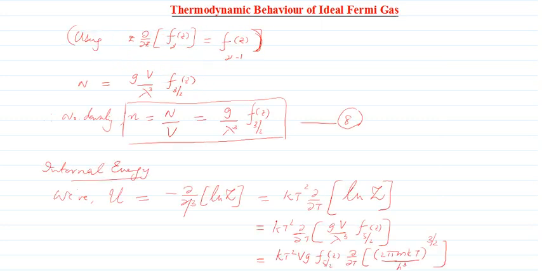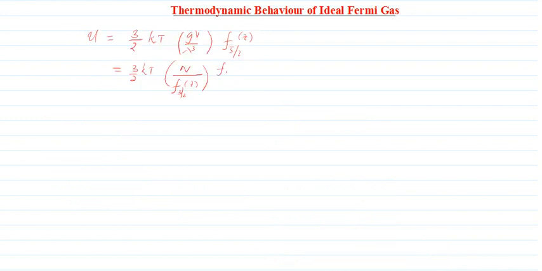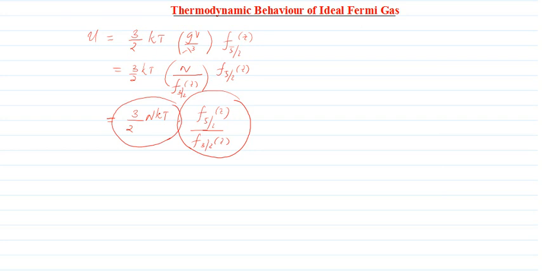For gV/λ³ I'm substituting from this expression. Simply take this to the other side, so it will be N/f_{3/2}(z). I'm substituting this into f_{5/2}(z). You will understand, we have seen the same steps in the ideal Bose system. So finally it becomes a very standard form, equal to 3/2 N kT, which is a very familiar expression for us, into f_{5/2}(z)/f_{3/2}(z). These two factors are the only thing that is additional compared to the factor for a classical ideal gas. So we are able to obtain this finally.